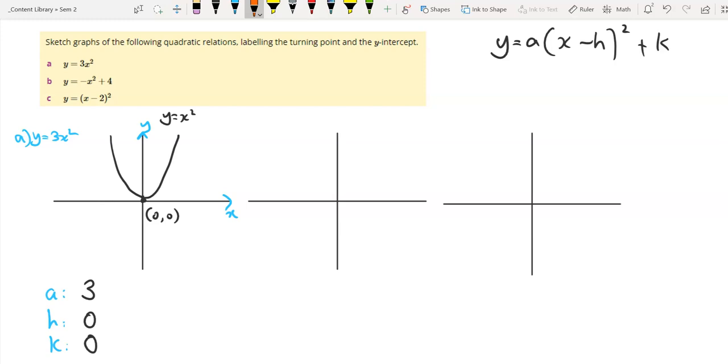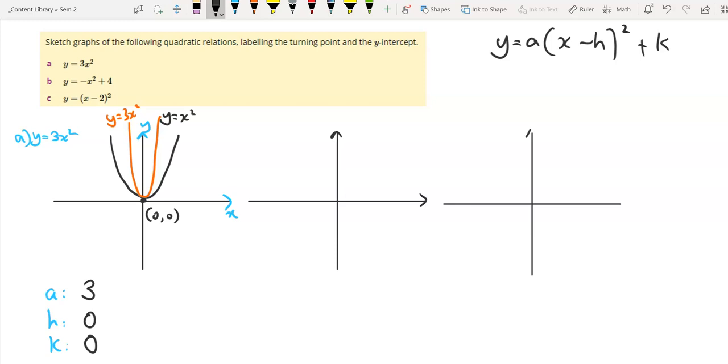So we know what 3 is. A is the dilation. Remember, when it's greater than 1, what happens to the graph? It goes in, gets skinnier. So you're just going to draw a graph that does this, because we haven't changed our turning point. It's still at 0, 0. And there's my y equals 3x squared. Okay, I've labelled both of my graphs, so I know which is which. Does that make sense? Okay.